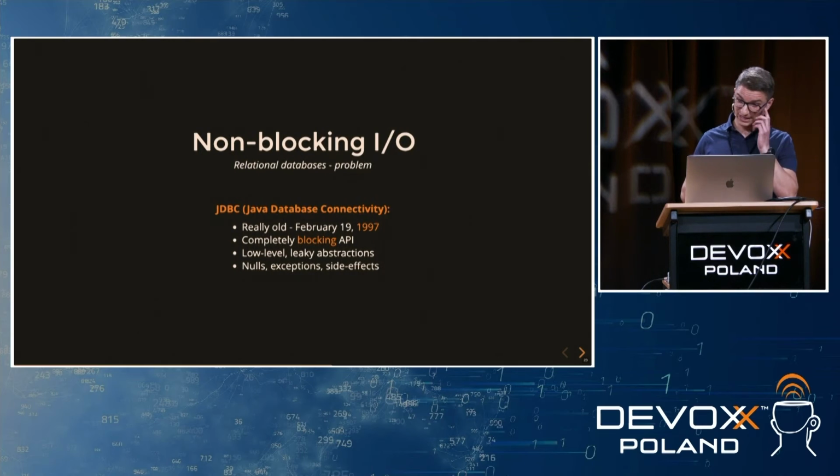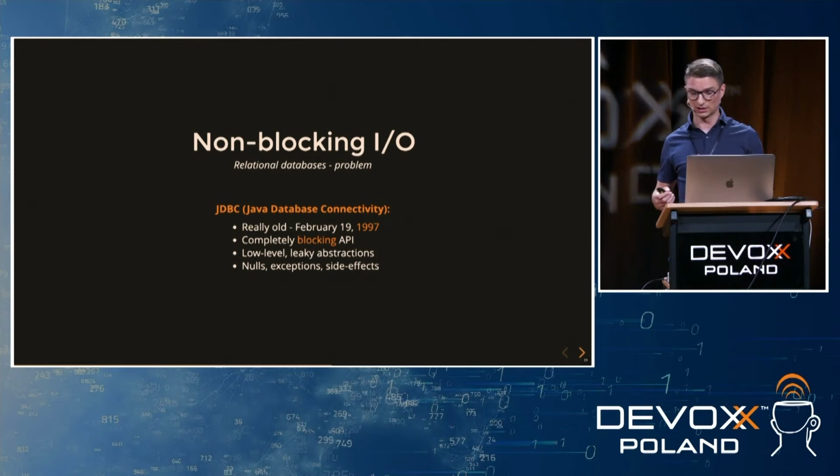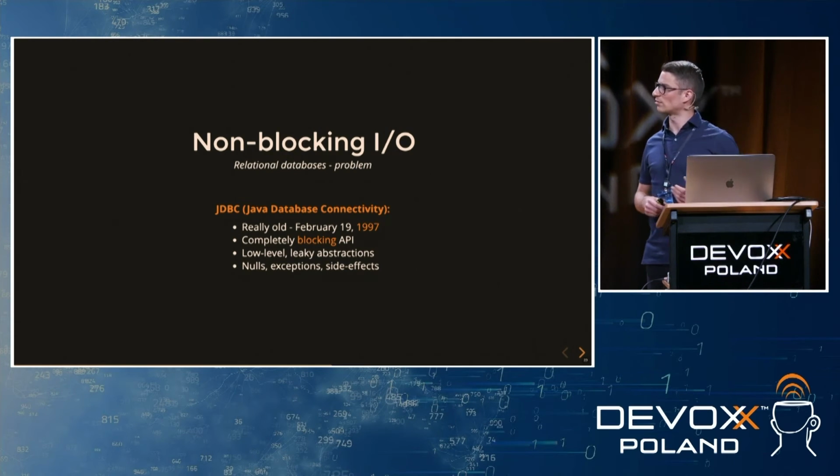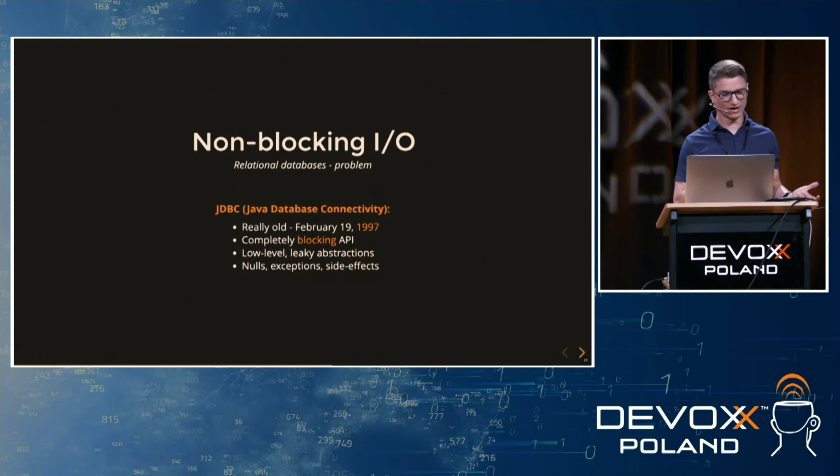In the case of relational databases, and communicating with them in a non-blocking manner, we do have a problem. And the name of the problem is JDBC. And there are many problems with JDBC, really. First, it's quite old already. It's more than 24 years old right now. The second problem is that the API is completely blocking. The next problem is that the API is low-level and has a lot of leaky abstractions.